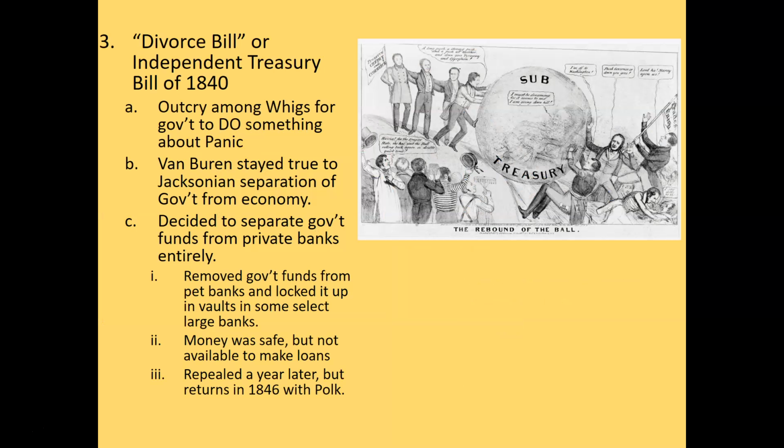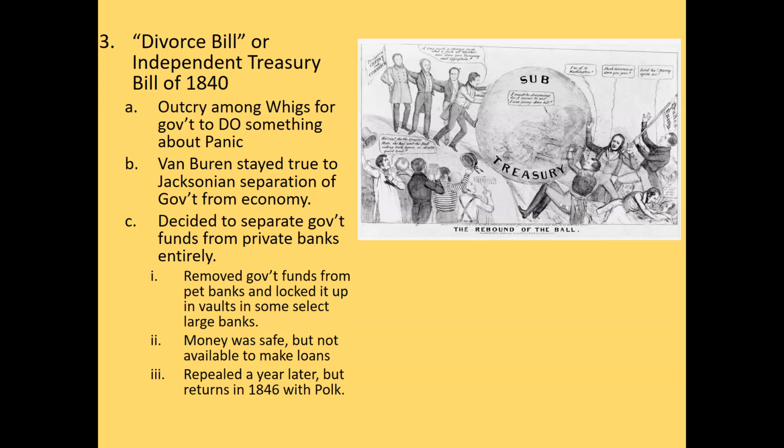Okay, and so the Whigs take the lead in this, and of course they're going to make it a big political issue in 1840. Okay, look, you're not doing anything about the panic. Okay. And so when the Whigs are just burying Van Buren, all right, for his lack of doing anything about the panic and about the Depression, okay, finally he kind of comes up with this idea of separating government funds from private banks entirely, okay.